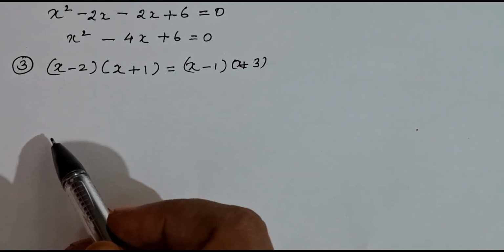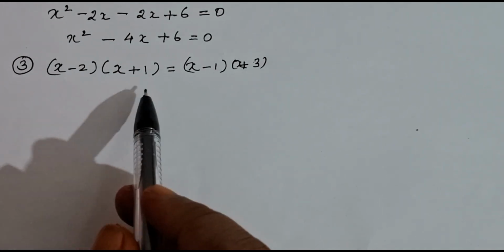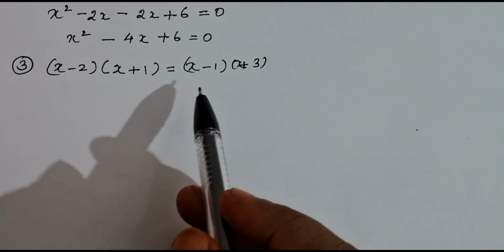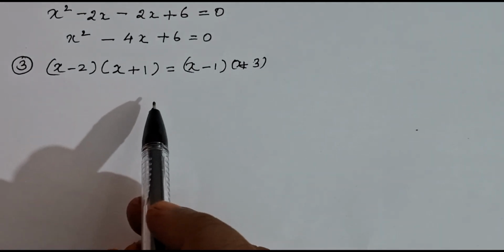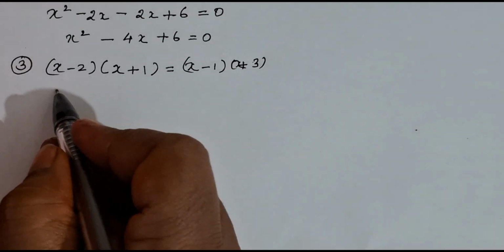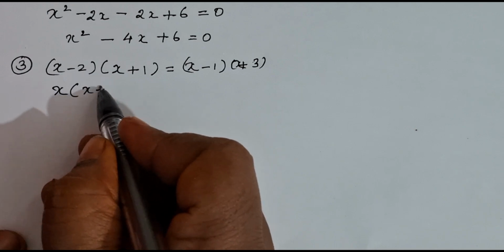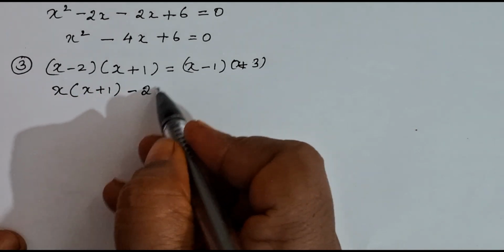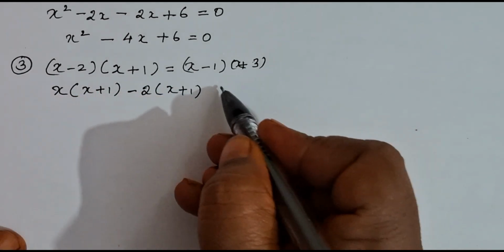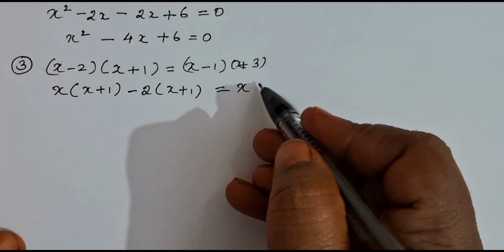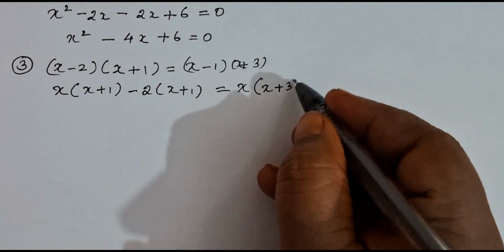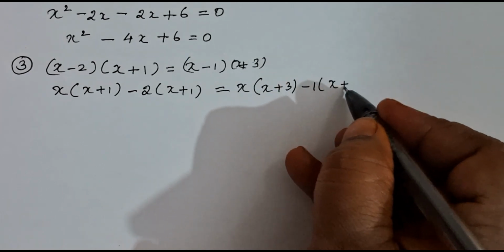When you observe, it is a binomial. Left hand side it's a binomial, right hand side also it's a binomial. So now you can write this as x into x plus 1 minus 2 into x plus 1 here, which is equal to x into 2x minus 1 into x plus 3.